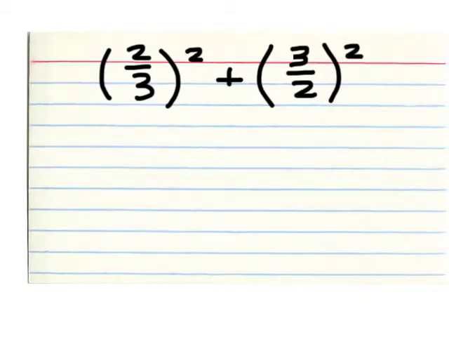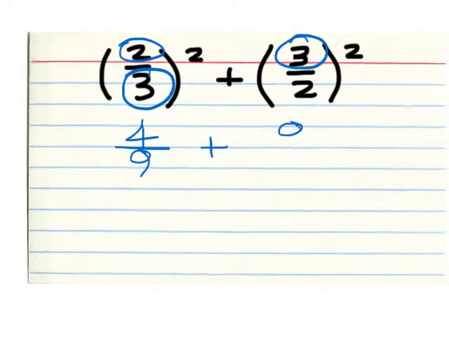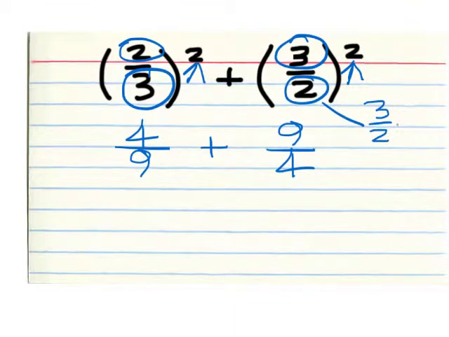Example number 2. 2/3 squared plus 3/2 squared. So on the first one, you multiply the top by itself. 2 times 2 is 4. And on the bottom, 3 times 3 is 9. And then on the other one, 3 times 3 is 9. And then 2 times 2 is 4. Remember, we're not multiplying this up here by anything. That's just square. That means you're multiplying this fraction here by itself. So it's 3/2 times 3/2. And the same for this, 2/3 times 2/3.